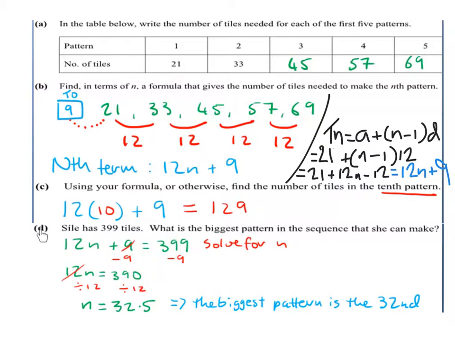Part D. Sheila has 399 tiles. What's the biggest pattern in the sequence that she can make? So we're going to take the nth term, which we worked out to be 12n plus 9, and we're going to let it equal 399, because we know she has 399, and then we solve for n. We get the n on its own. So we want to get rid of the single number first, which is the plus 9, so we minus 9 from both sides. Or you could say you carry the 9 over the equal sign and it becomes minus 9.